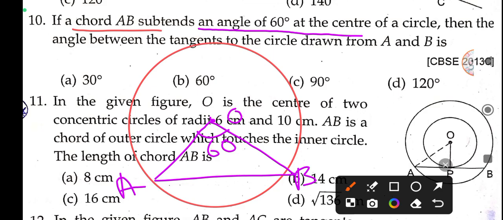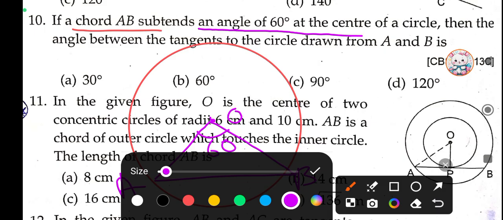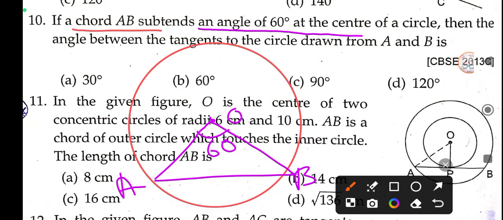There is some point A and another point B. So you have to tell the angle between the tangents. What will be the angle? So where are the two points A and B? Here we are getting that this is A and this is B.